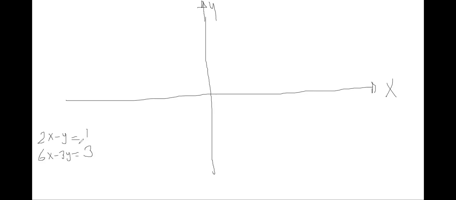If we want to graph it, remember what to do? We find the intercepts. Let's look first at the first equation, 2x minus y equals 1. To find the y-intercept, x equals 0. Then y is what? Minus 1. This is the y-intercept. For the x-intercept, when y equals 0, x equals what? Half, or 0.5. For those who like fractions.